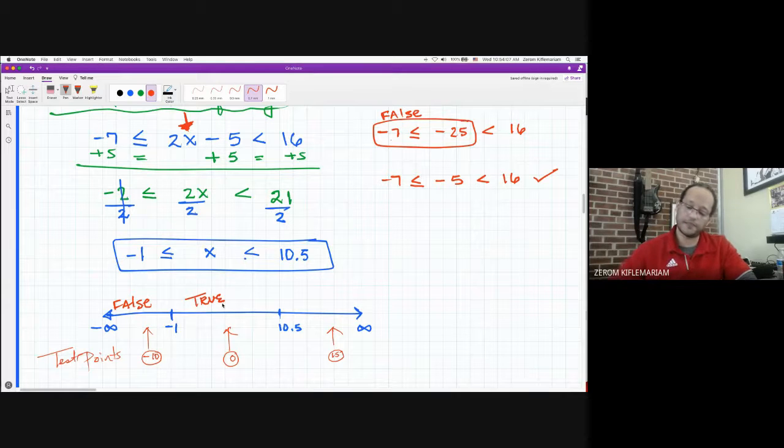What about 15? 15, 2 times 15 becomes 30. 30 take away 5 becomes 25. So we have -7, 25, 16. -7 is less than 25. True. 25 is less than 16. It is over here. It is false.